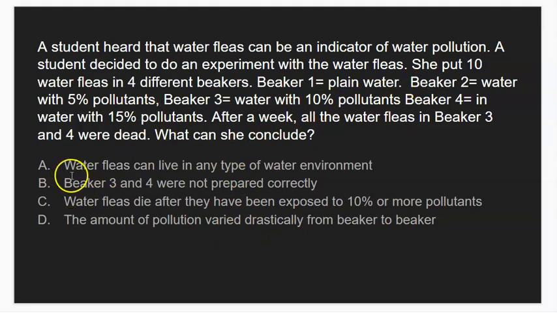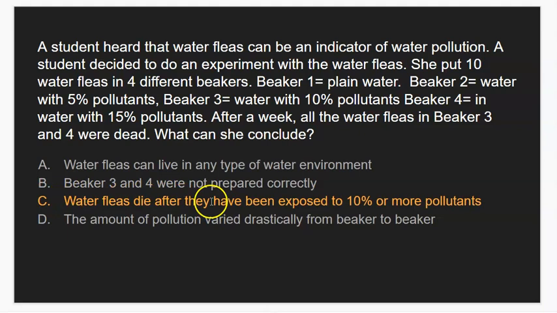Now, there is no evidence that beaker 3 and 4 were not prepared correctly. Okay, there's nothing in here that says they did anything different with beaker 3 and 4. So we cannot assume they were prepared incorrectly based on the evidence that we have. So we have to decide that water fleas die after they've been exposed to 10% or more. Now, to make sure that's 100% true, we'd have to have a 20%, a 25%, a 30%, and so on. But from the data that we have available to us, C is the best choice.